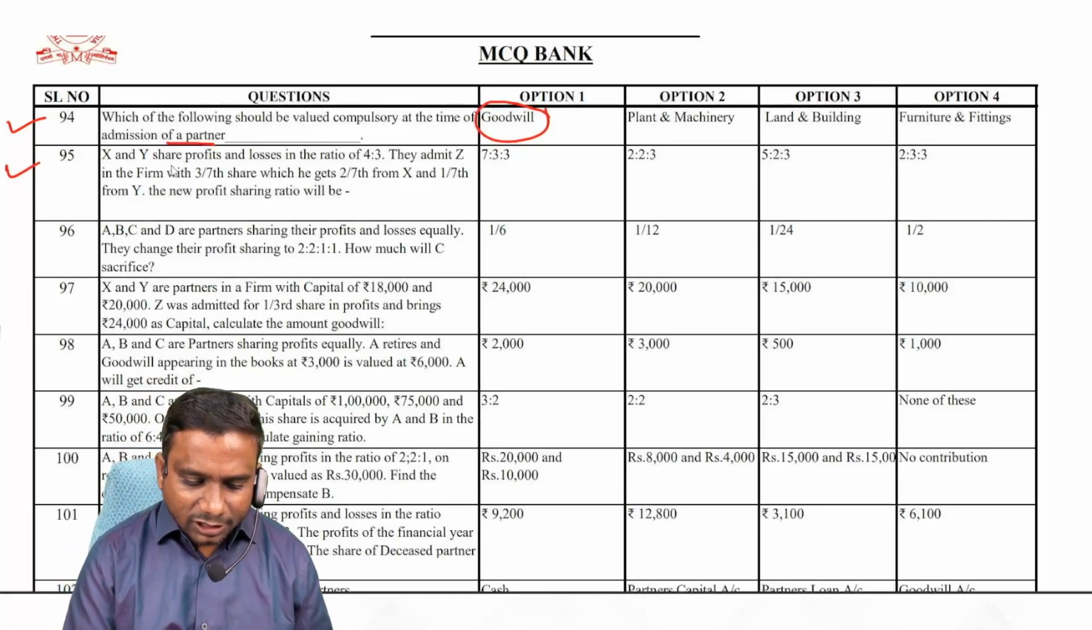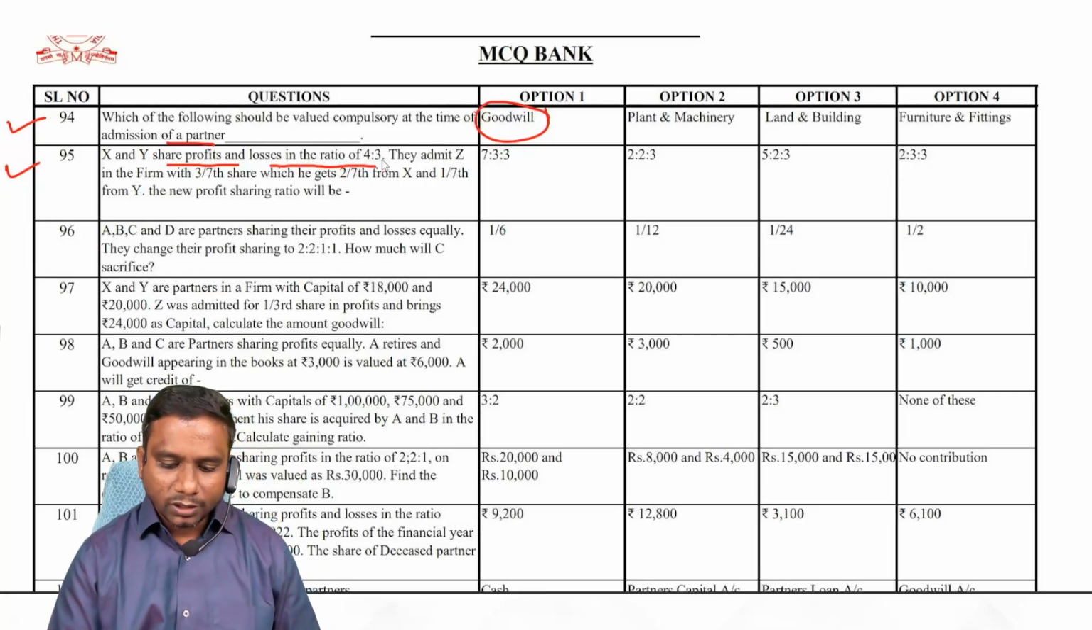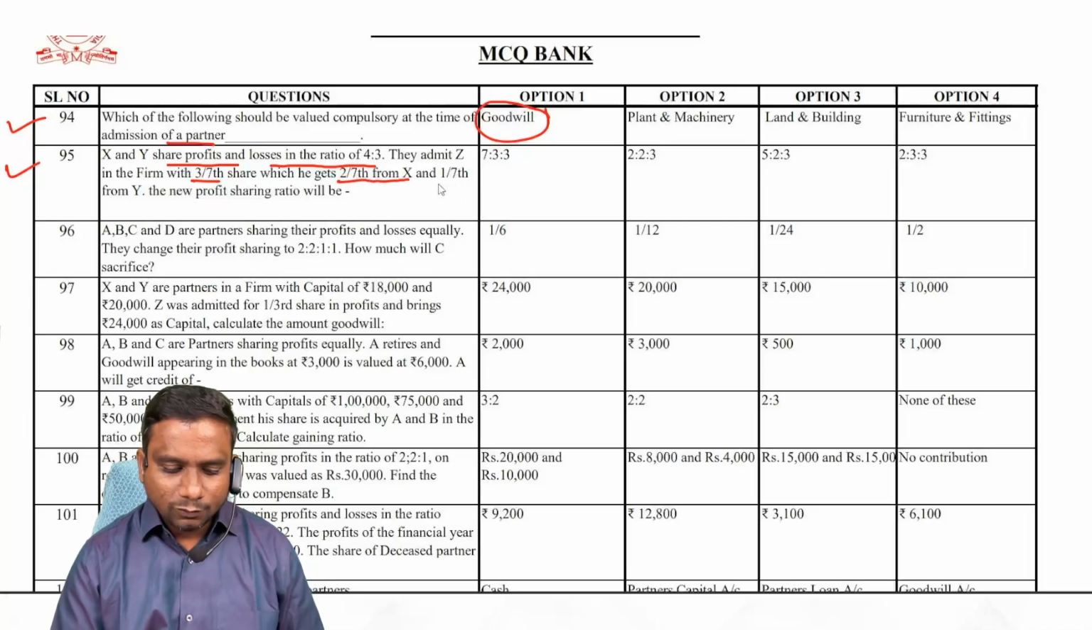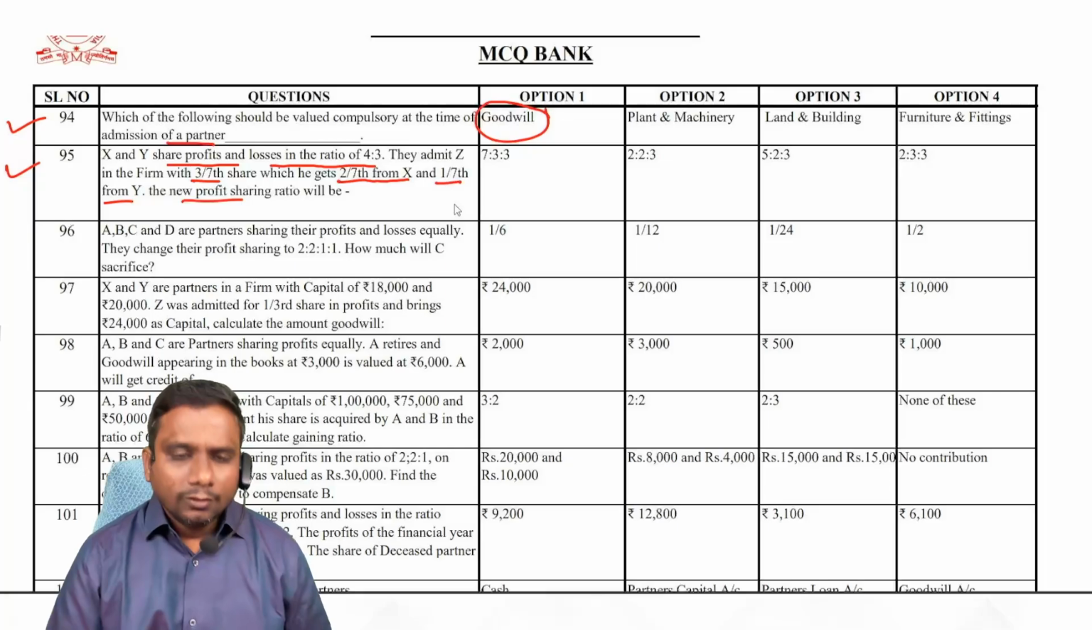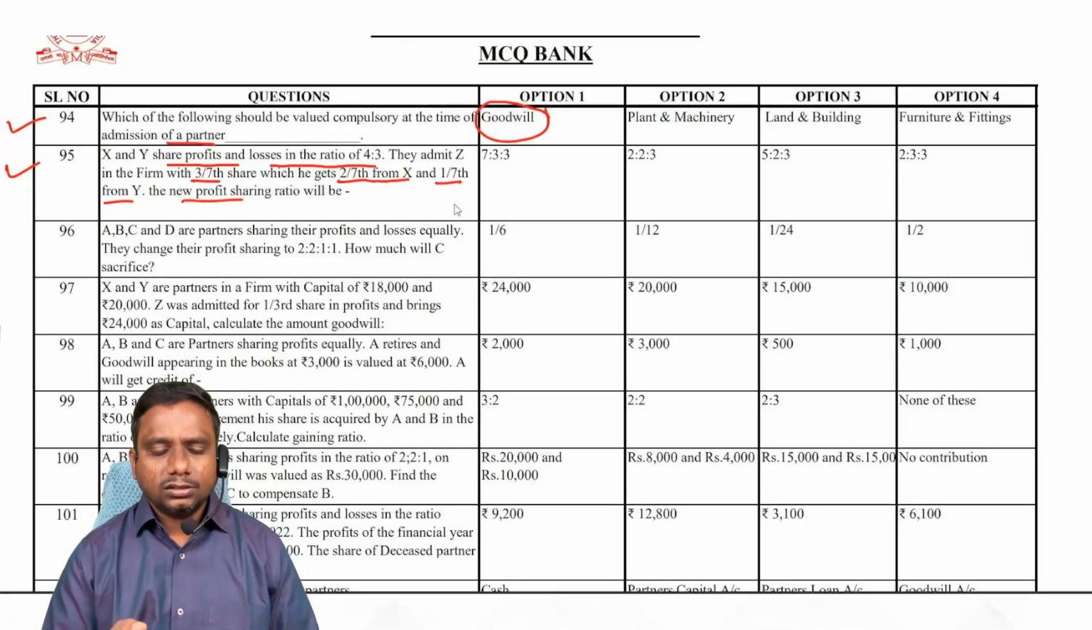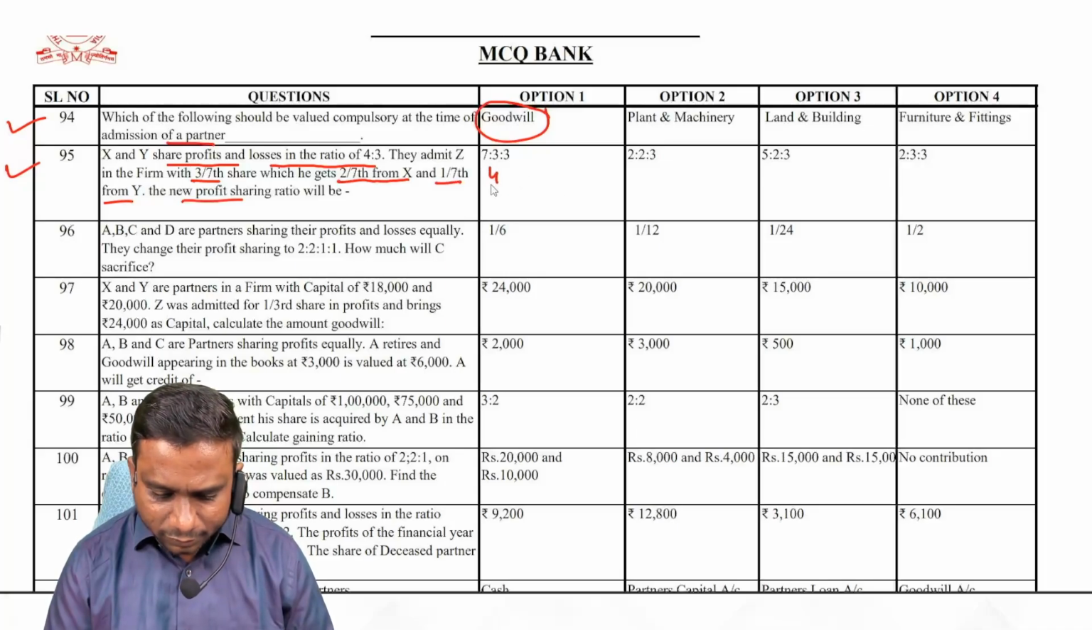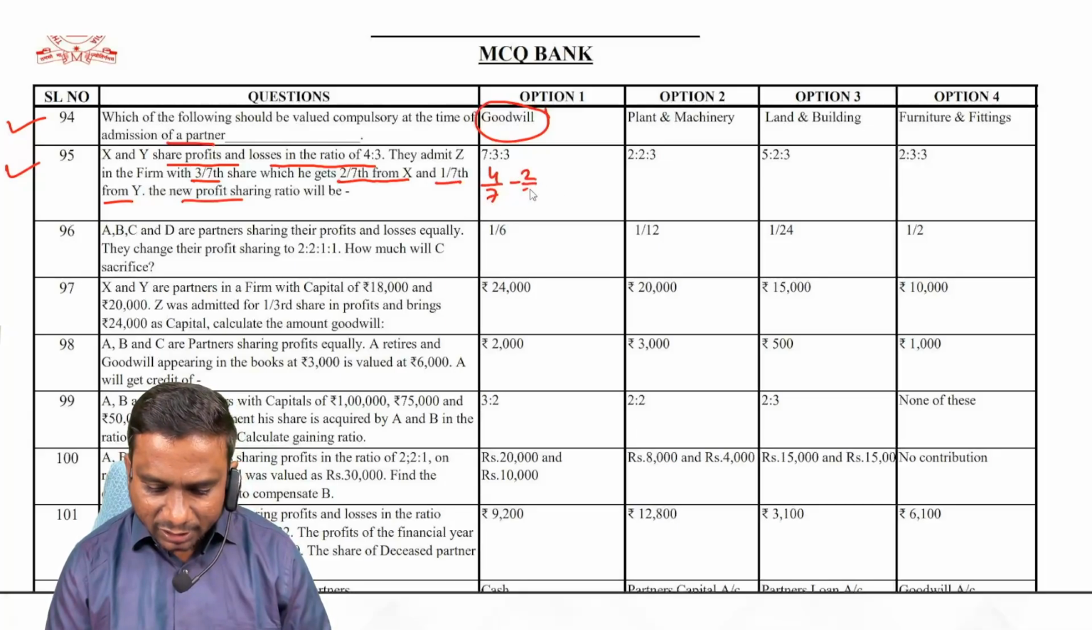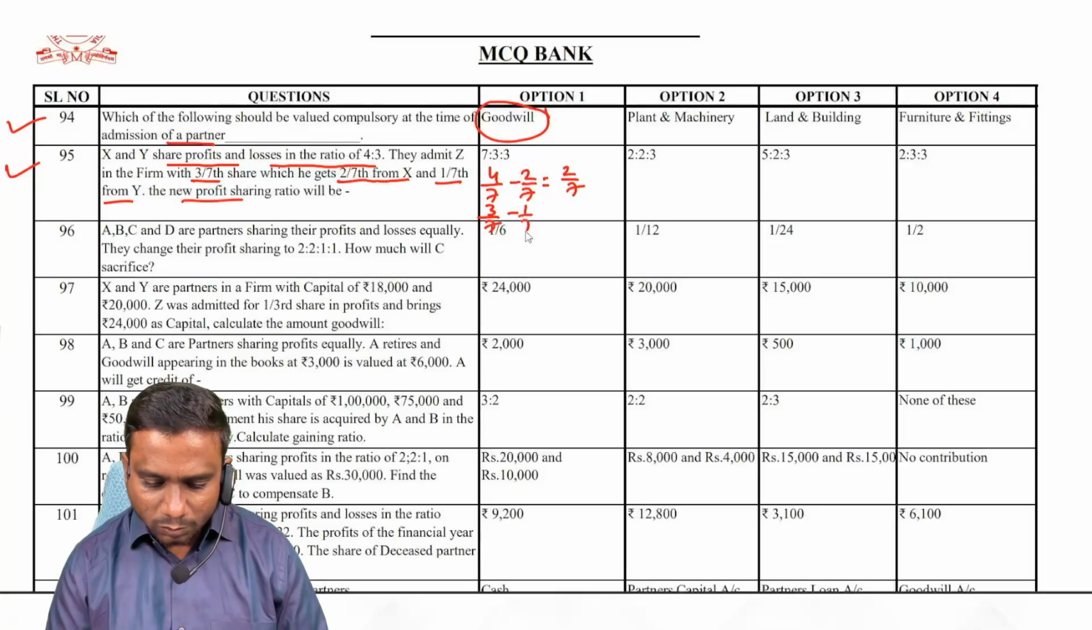95. X and Y share profits and losses in the ratio of 4 is to 3. They admit Z for 3/7 share, which he gets 2/7 from X and 1/7 from Y. The new profit sharing ratio will be simple. Now, first calculate how much remaining share X and Y will have. So, X's old share is 4/7. Out of that, he sacrificed 2/7. So, what's the remaining share? 2/7. Y's share was 3/7 earlier, minus how much he sacrificed, 1/7. So, remaining share 2/7.